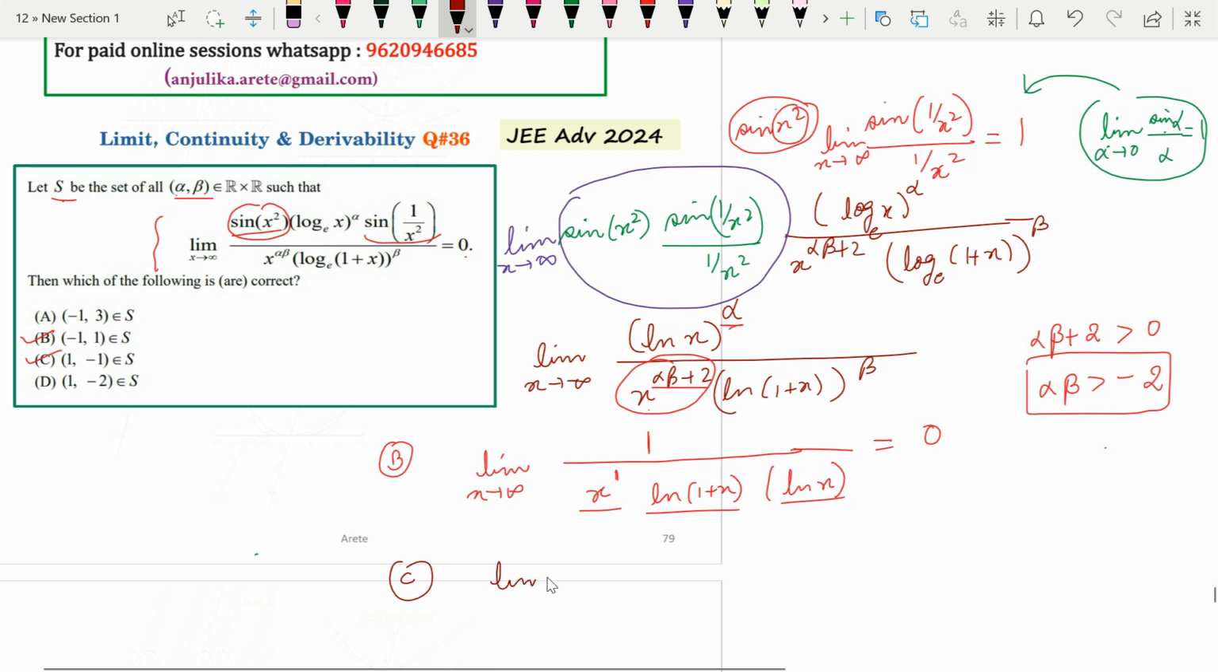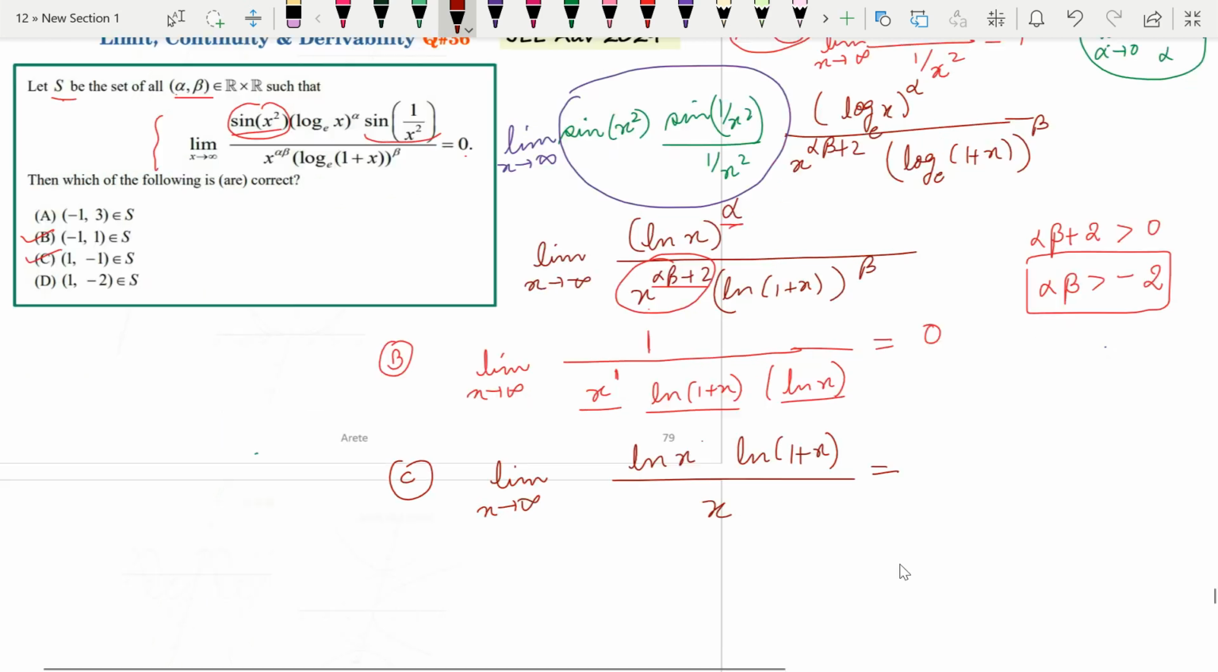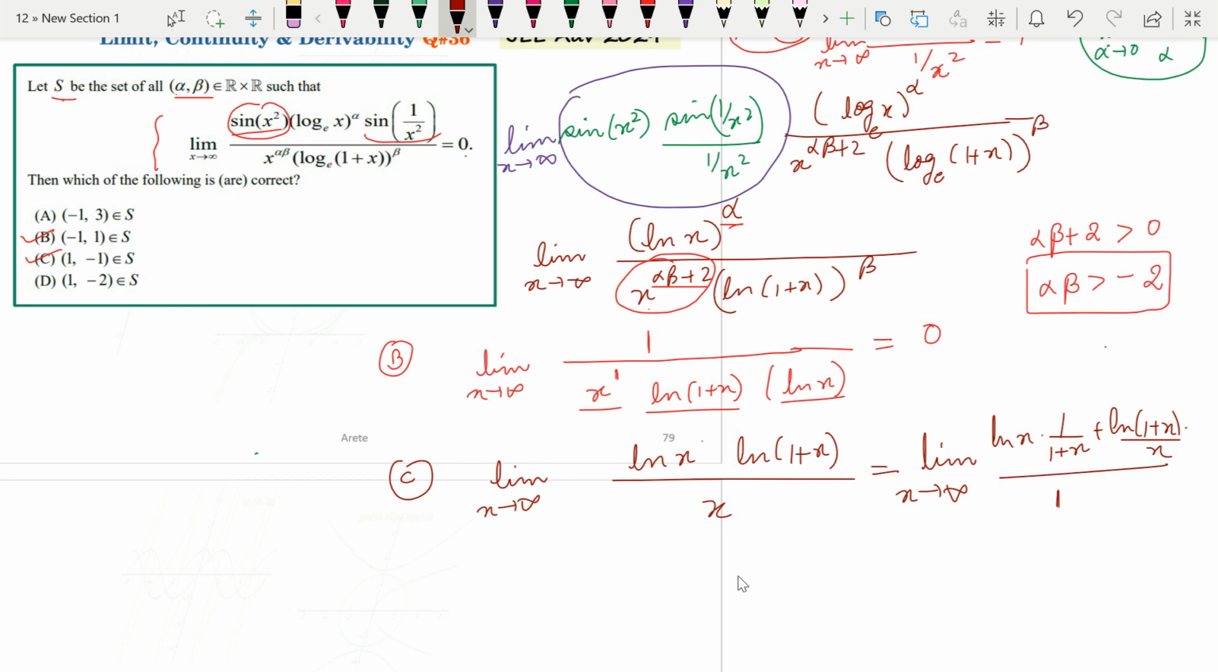Explore the C option also. C option says limit x goes to infinity, but here you have ln x to the power alpha. Alpha is 1 here. And here you also have ln(1 plus x), beta is -1, so this comes on the top. And x to the alpha beta plus 2 is x to the 1 only. So let's check what this limit is. Shall we apply L'Hopital's? Yes. First function into derivative of second plus second function into derivative of first, divided by the derivative of the denominator. So you get limit x goes to infinity of ln x upon 1 plus x, plus another term.